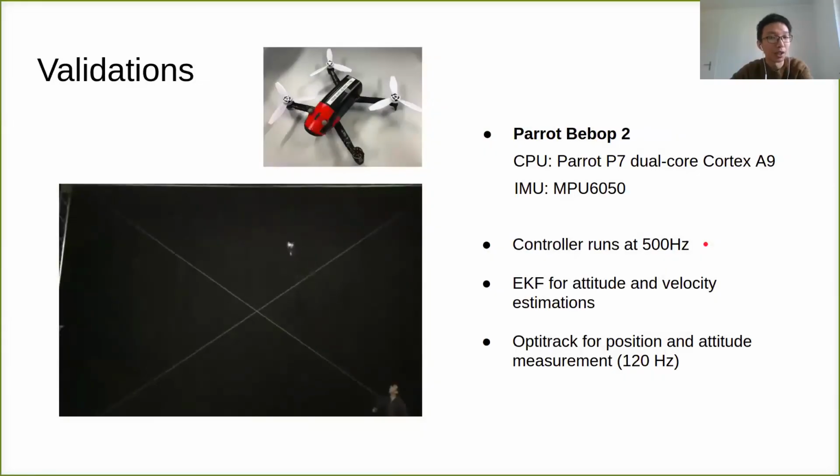We have also validated our approach in real life. In real experiments, we casually tossed the quadrotor into the air to create this arbitrary initial condition. When the drone is about 2 meters above the ground, the recovery control is triggered. The tested platform is a Parrot Bebop 2 quadrotor. The controller can run on this platform at 500 Hz. We use an extended Kalman filter to fuse the OptiTrack and the IMU to provide position, velocity, and attitude estimates.